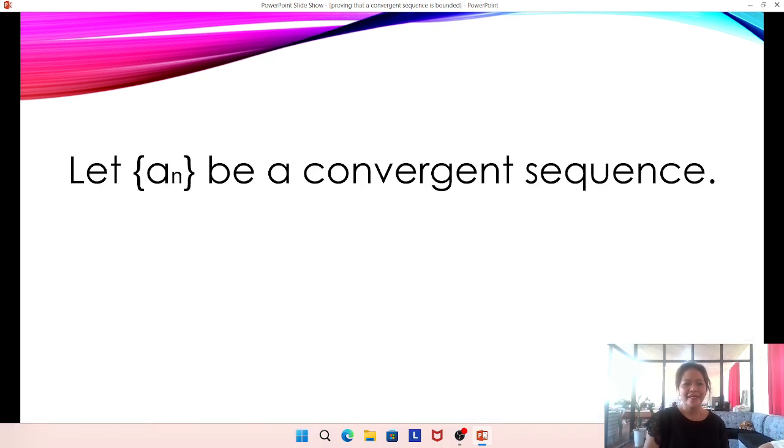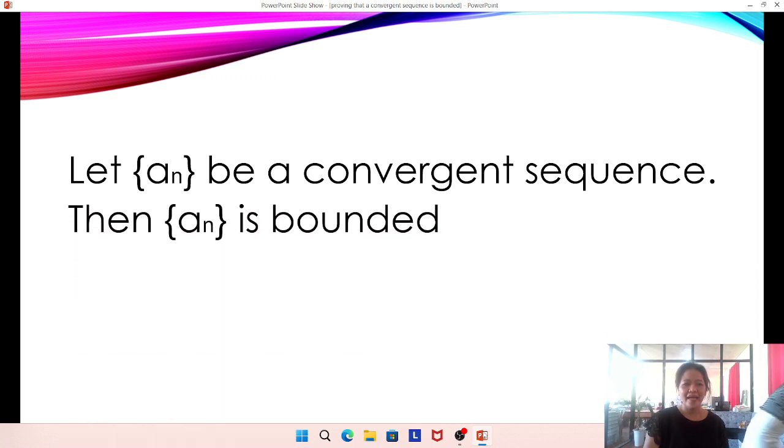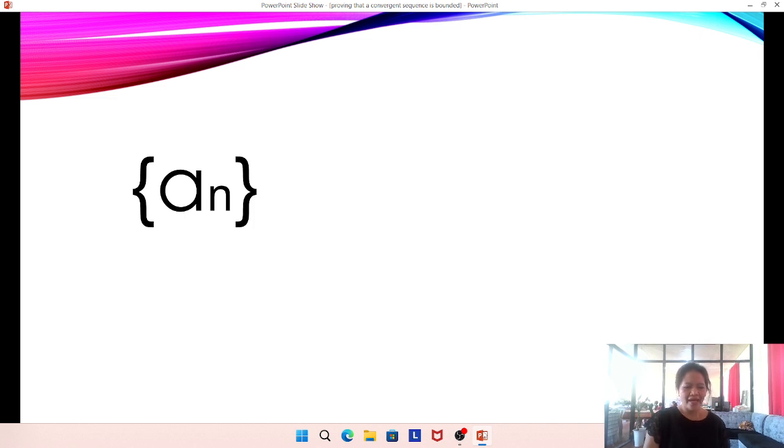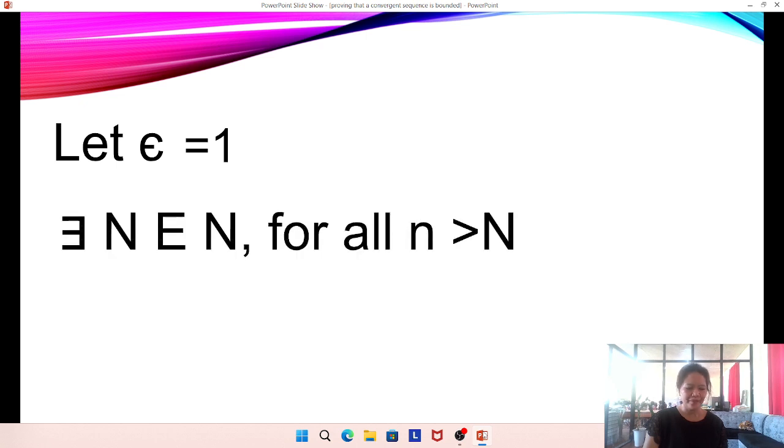Let (a_n) be a convergent sequence. Then (a_n) is bounded. Let us say a_n is a sequence that is convergent to A. By the definition of a convergent sequence, we could pick any positive number epsilon that we want. Let us say epsilon equals 1.